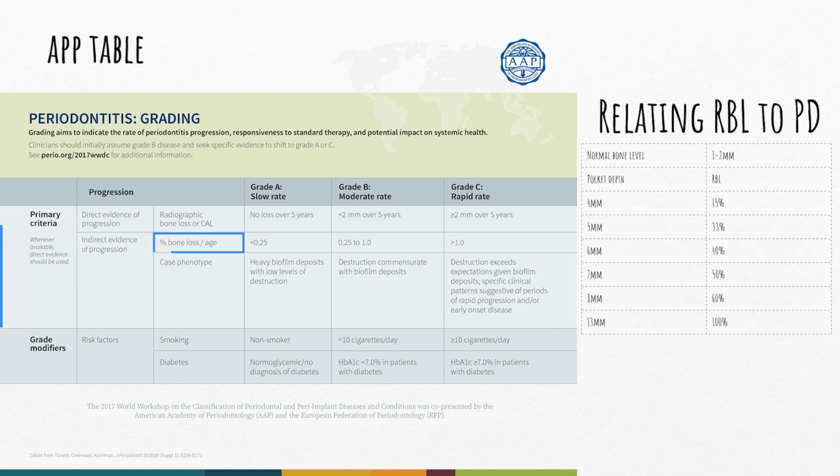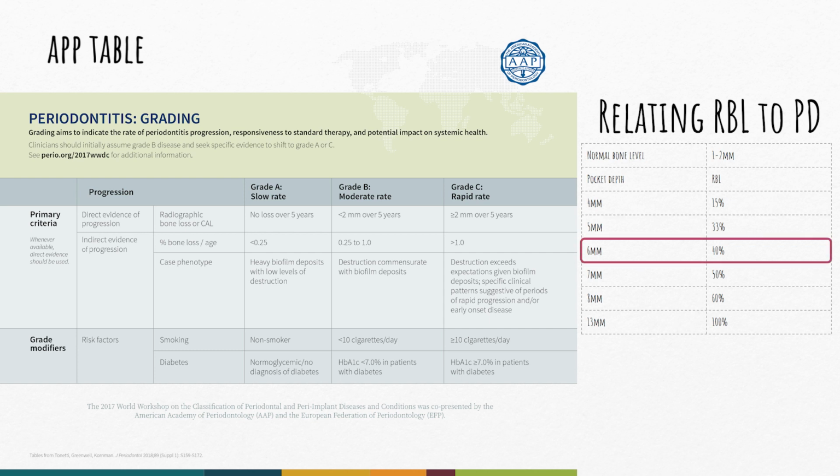From this table, we can infer that if the probing depth was 4 or less, the radiographic bone loss will be 15%, indicating that 15% of the root length is exposed. If it was 5, then it's 33%, if it's 6, then it's 40%, and so on.